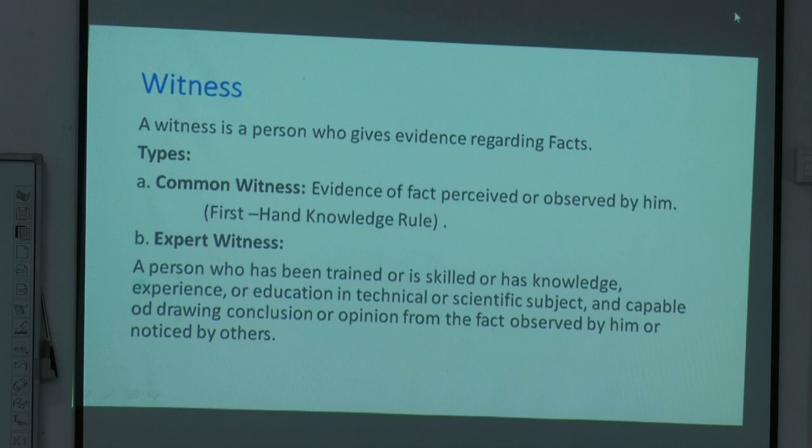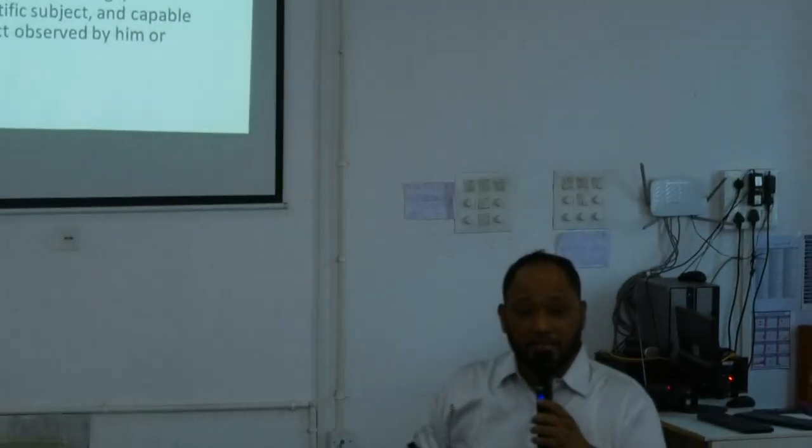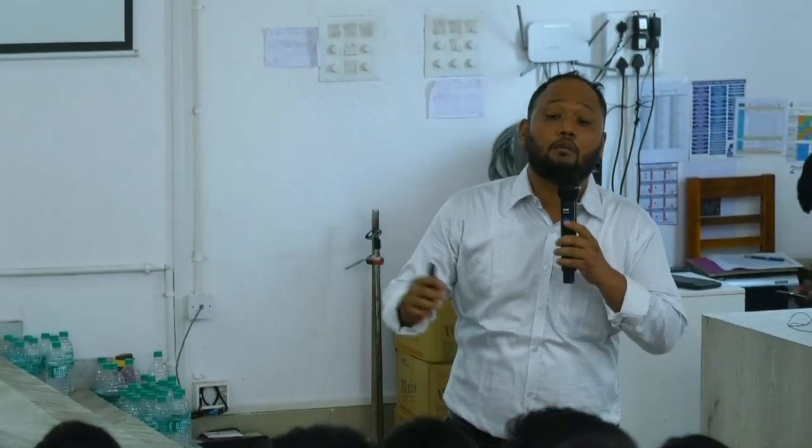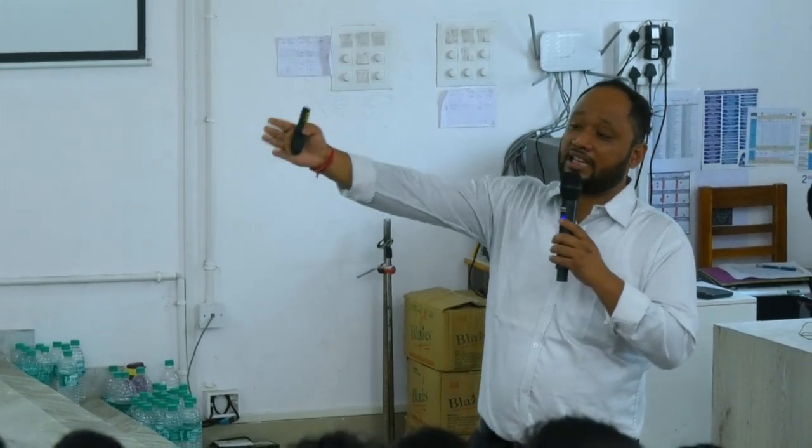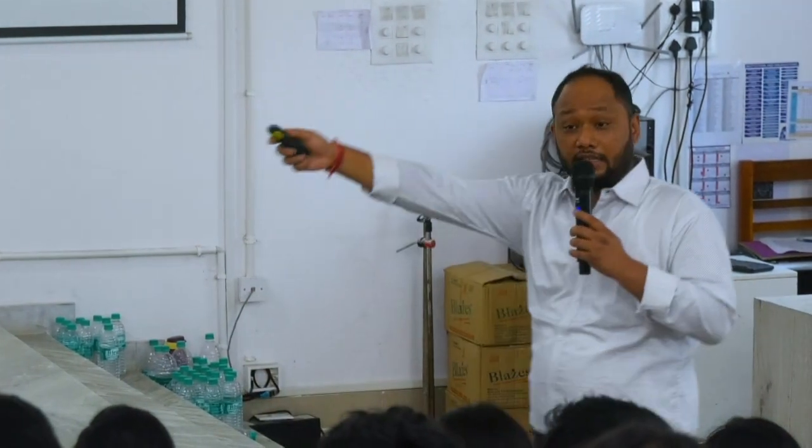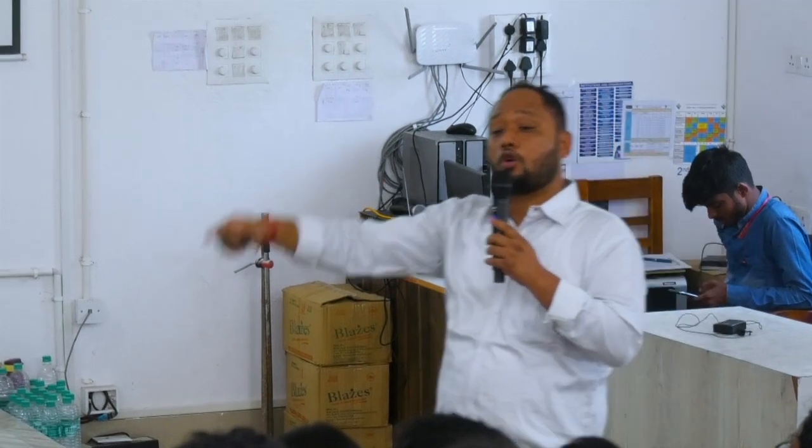Witness. What is a witness? Common and expert. Anyone who has first-hand knowledge, who has either seen it or perceived it, becomes a witness. A doctor can be a common witness. If we were walking on the road and a vehicle hit someone, an accident happened, you become a witness. You will be a common witness. Now when you do a post-mortem and you go to court, you become an expert witness. You will need the expertise of your field to help in justice.